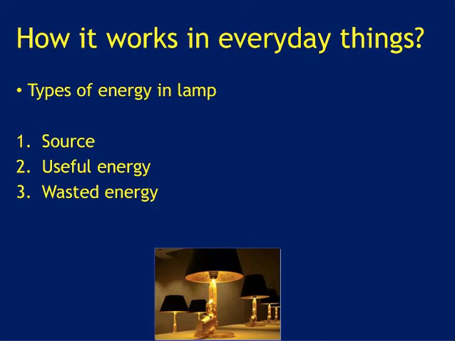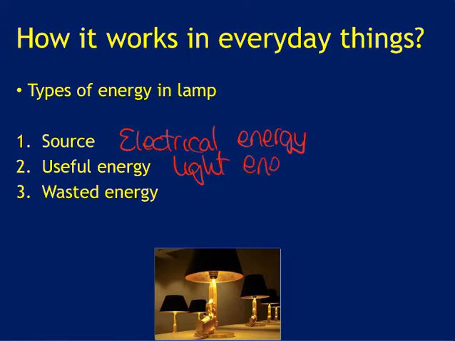So again, the source in this case is going to be electrical energy, because there are wires involved. Now there is a chemical source for that electrical energy, so it's either going to be made by burning fossil fuels or burning wood or coal, but as we're looking at this lamp, the source is going to be electrical energy. So what's the useful energy that we want from lamps?